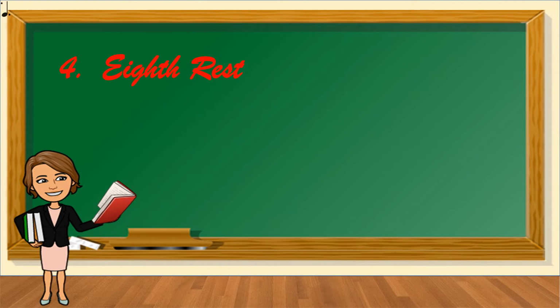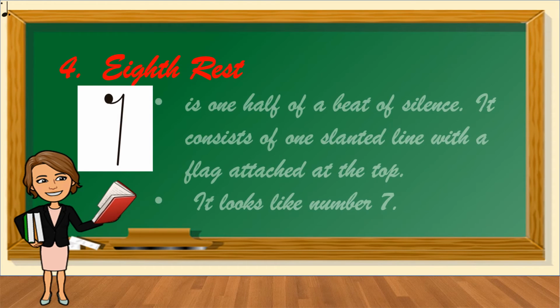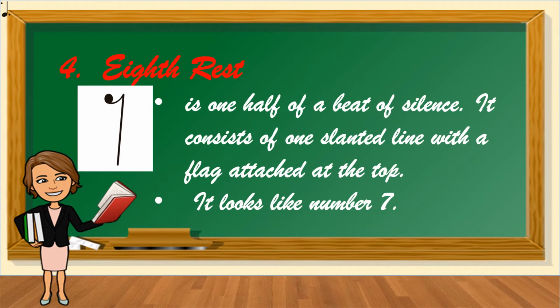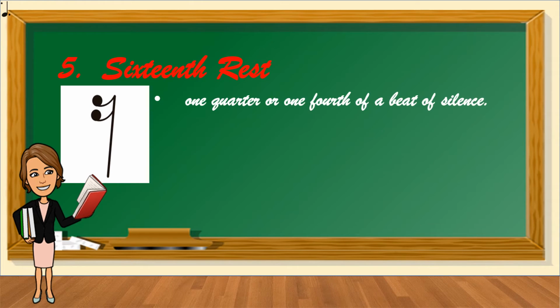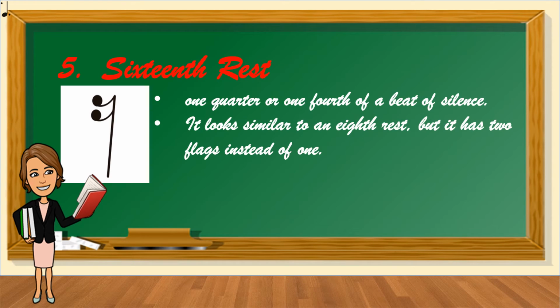Next is the eighth rest. So we have here the symbol, which is 1/2 of a beat of silence. It consists of one slanted line with a flag attached at the top. It looks like number 7. And the last one is the 16th rest. So we have here the symbol, 1/4 of a beat of silence. It looks like an eighth rest, but it has 2 flags instead of 1.